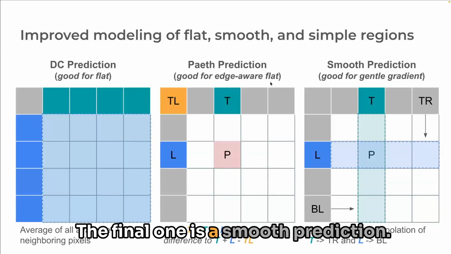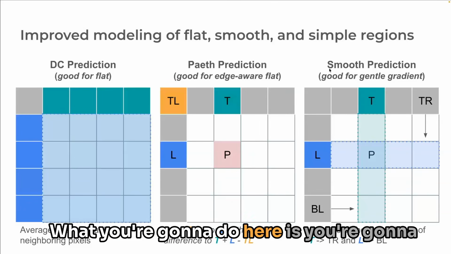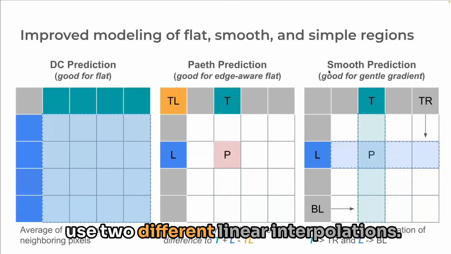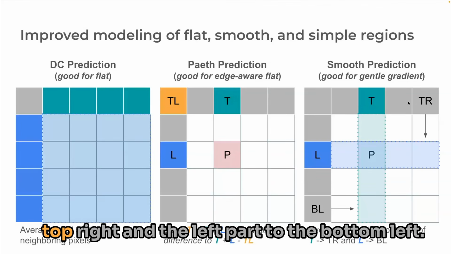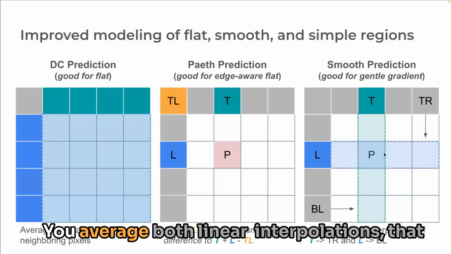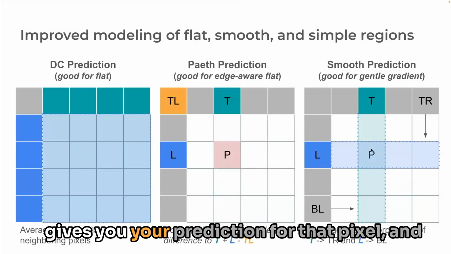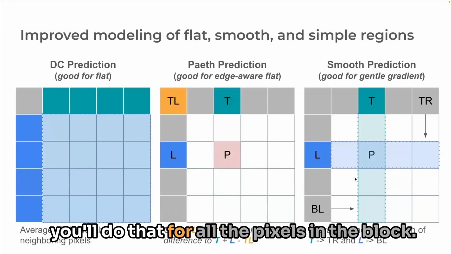The final one is a smooth prediction. What you're going to do here is you're going to use 2 different linear interpolations. You're going to interpolate the top part to the top right and the left part to the bottom left. You average both linear interpolations, and that gives you your prediction for that pixel, and you'll do that for all the pixels in the block.